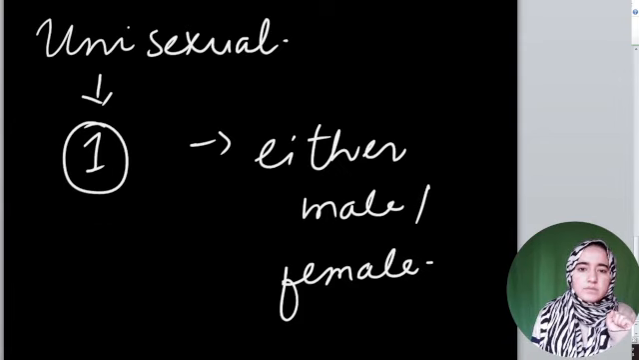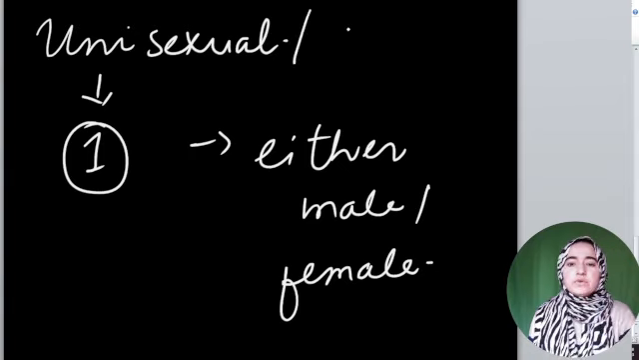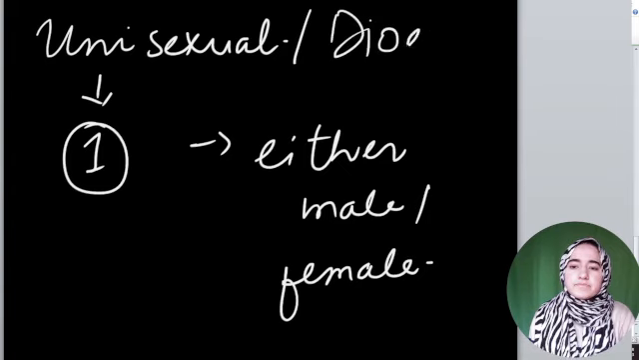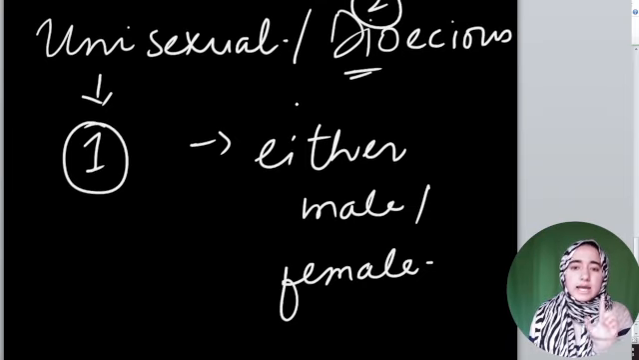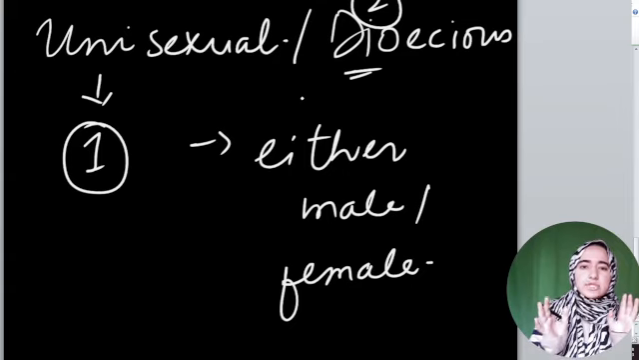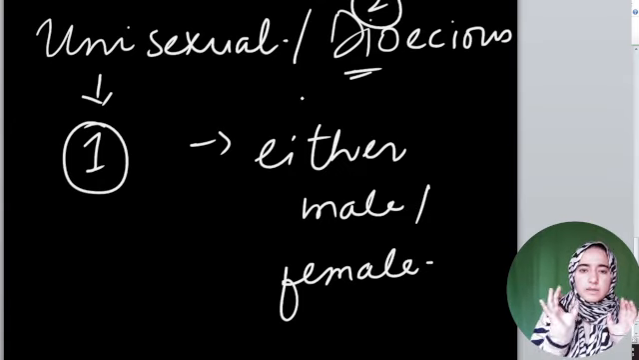Moreover, I will let you know that another name of unisexual is dioecious. Why dioecious? Di means two, but here we have only one structure, either male or female. Then why are we calling it dioecious? By dioecious, I mean that the sexes, male or female, are found in two different flowers. That's why it's known as dioecious. Otherwise, it is unisexual. The flower is only having one reproductive structure, either male or female.